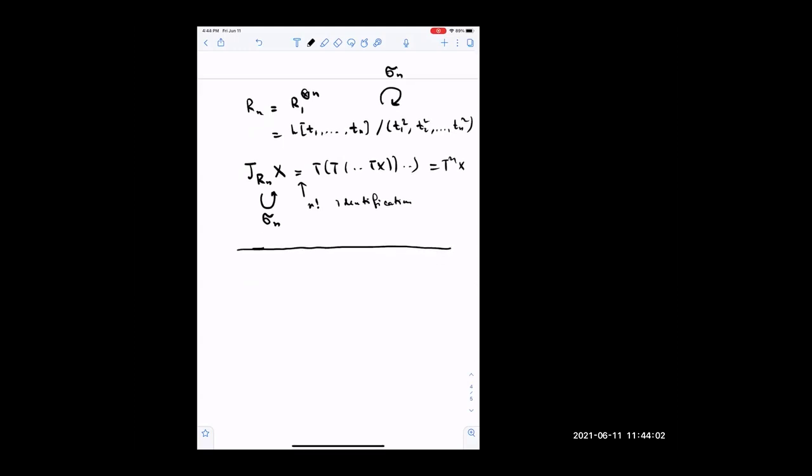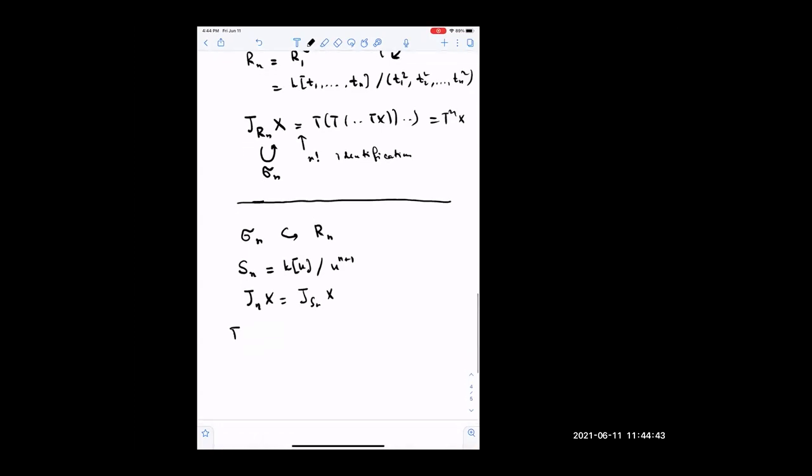But now let me look at some very elementary algebra. I look at the action of Sn on Rn. And I claim that if I denote by Sn this Artinian ring, K[u] mod u to the n plus one, this is the ring that gives the Euler jet scheme, so to speak. So J n of X, the Euler jet scheme, is J Sn of X. The fact is that Sn is isomorphic to the fixed points of Sn on Rn. But here I really have to use that the characteristic of K is zero.